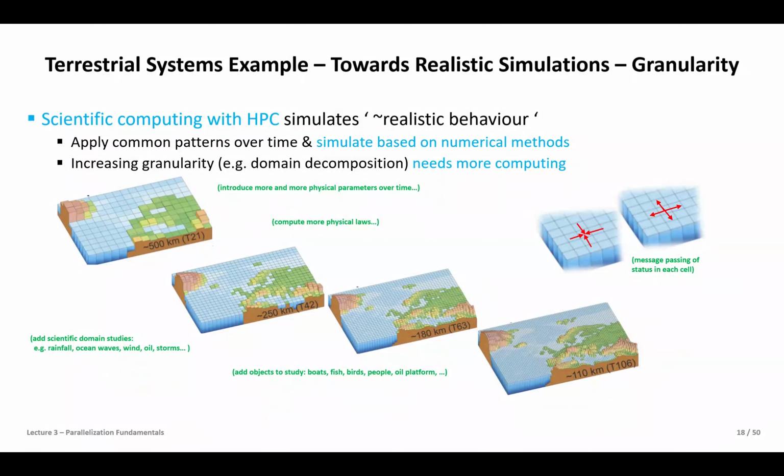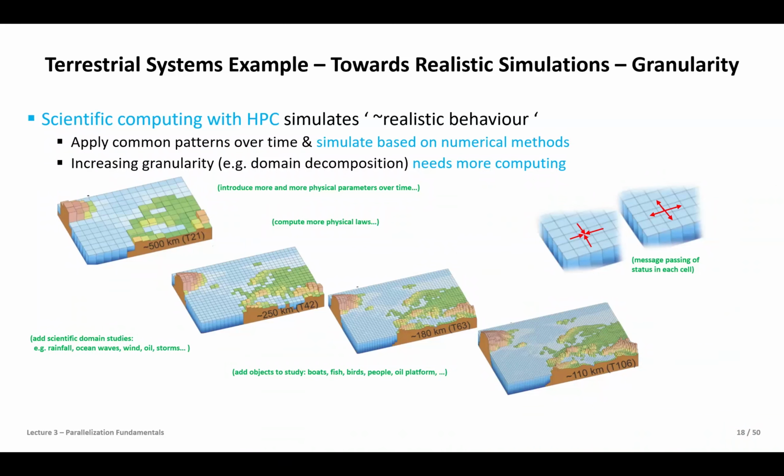As an application scientist, do you want to understand precipitation, rainfall, ocean waves, wind, oil, storms? There are lots of elements. Oil platforms can be put into the region, understanding what would happen in a civil security case, so to speak, if one fails, and then what happens to the ocean around it.